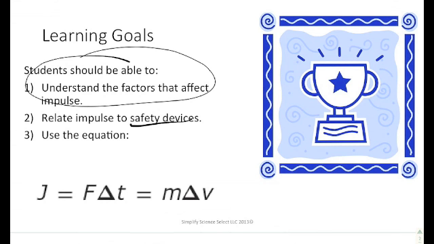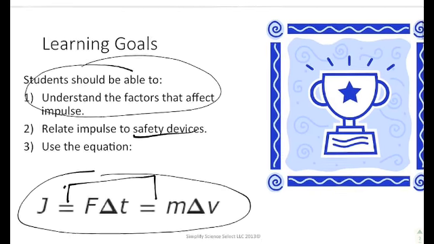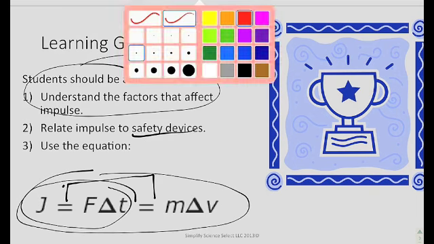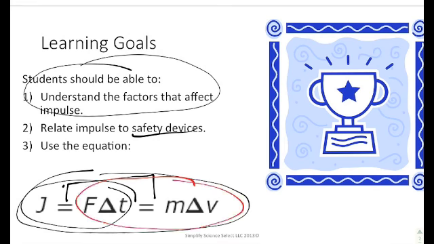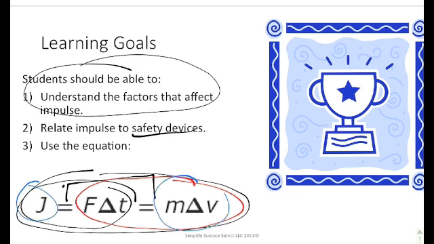This right here is J equals F delta T equals M delta V. People get kind of confused with that because it has these two equal signs. But you can think of it as two formulas, or actually three. You can think of it as J equals F delta T, as F delta T equals M delta V, and finally as J equals M delta V. They're all equal to each other, so they just set it as one long equation.